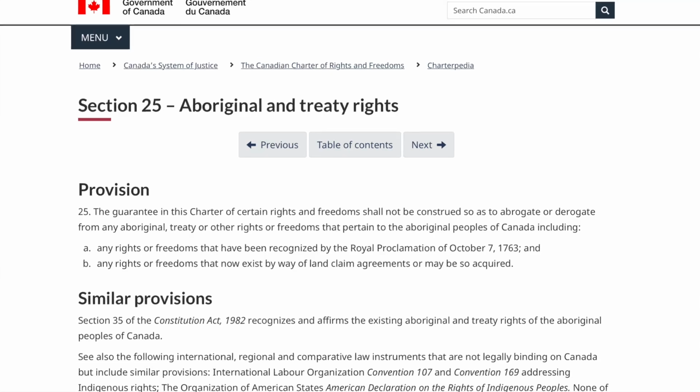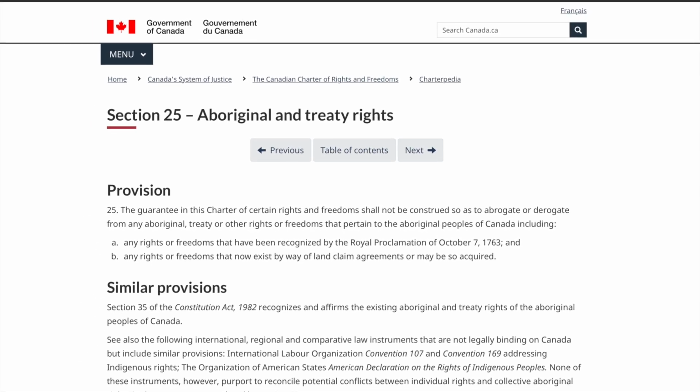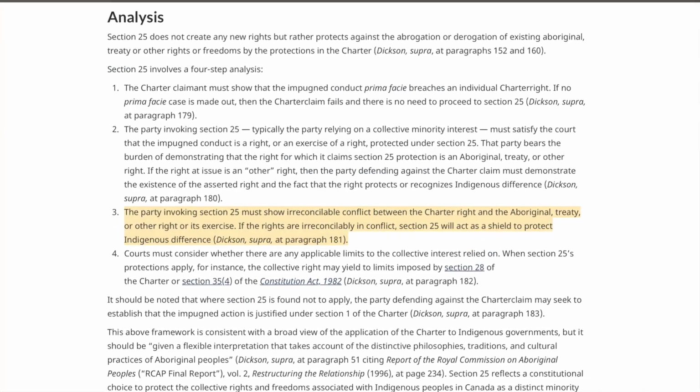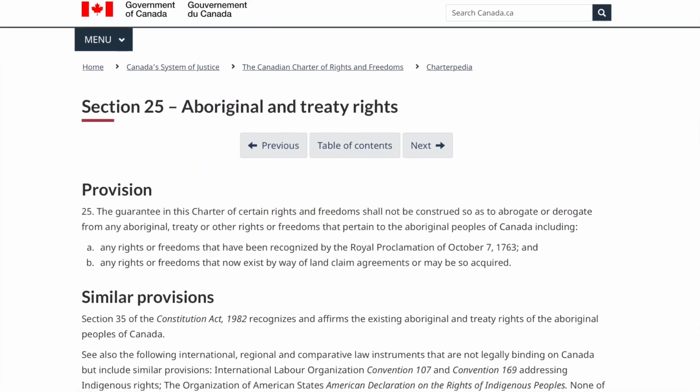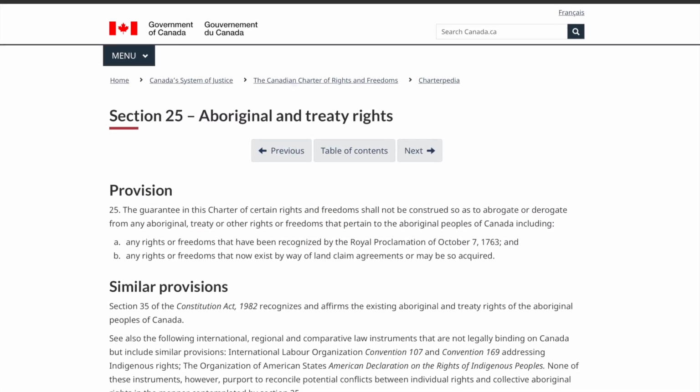Section 25 ensures Charter rights don't diminish Indigenous rights, reflecting Canada's complex history with its First Peoples. It's a living framework, but critics say it doesn't go far enough to address historical injustices.